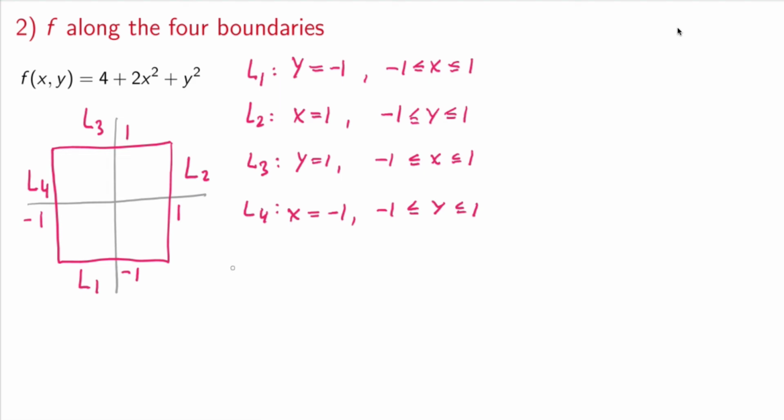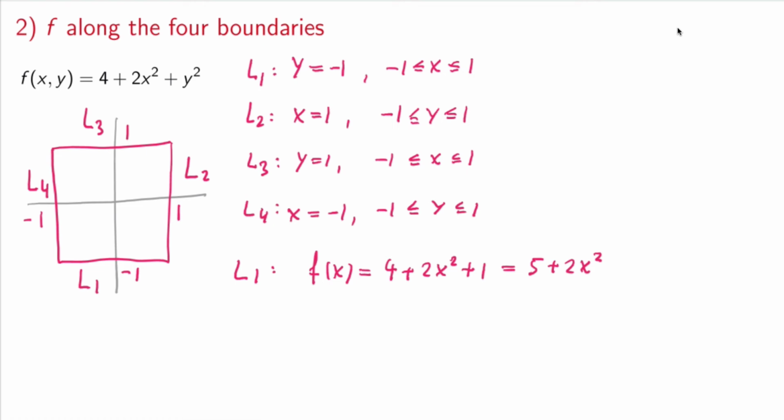So let's do L1 first. On L1, we have y equal to -1. So I just sub in the -1 for y. What remains is just a function of x: 4 plus 2x squared, and we sub in the -1 for y, so that's another +1. So this is 5 plus 2x squared. And x runs between -1 and +1.